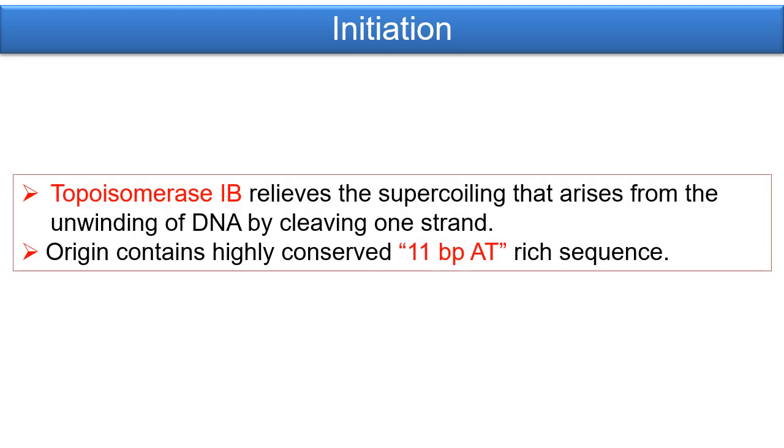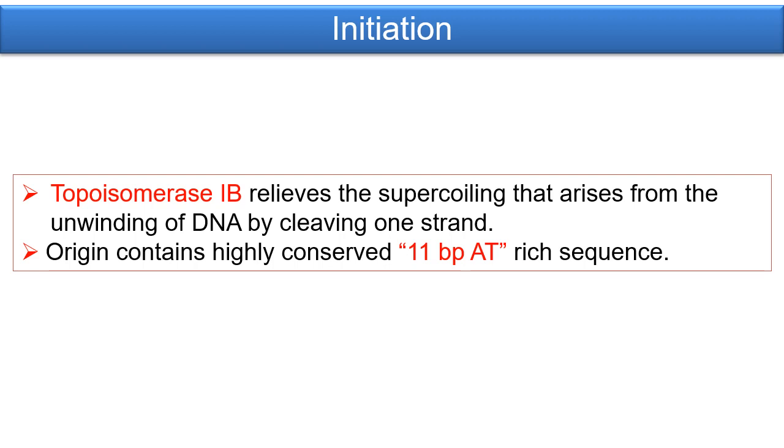Now, as the DNA melts at the origin, this melting puts stress on DNA and inserts supercoiling. These supercoils must be removed for efficient replication to occur. So another protein called topoisomerase 1b clips one strand of DNA and releases the supercoils or the stress on DNA. There are types of topoisomerases depending on whether it cuts only one strand or both strands of DNA. In eukaryotes, only topoisomerase 1b is found and it cuts only one strand, as I have already said.